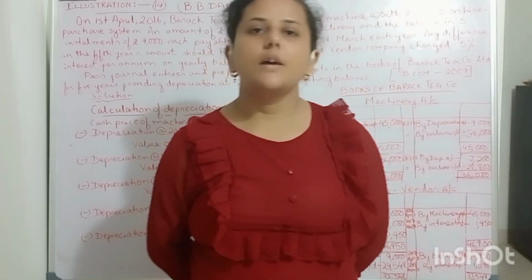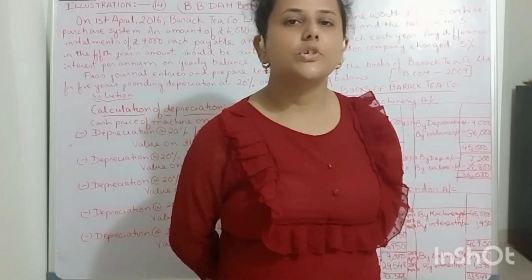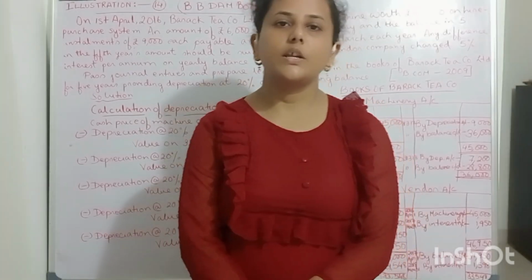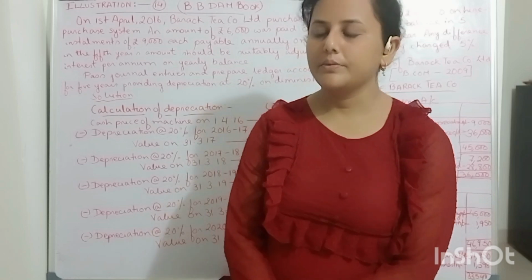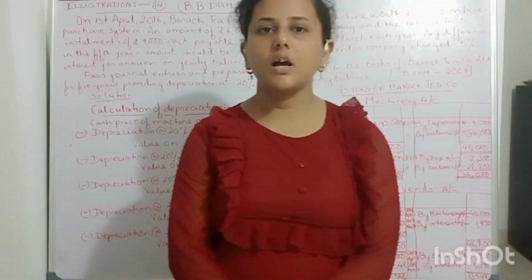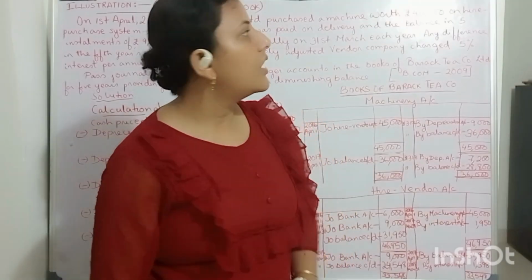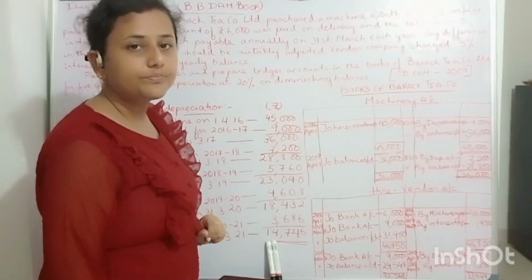Today I am going to do the hire purchase system, from the financial accounting paper, for B.Com and BBA classes. Here I am doing sums, illustrations. You see illustration number 14 from the B.B. Dam book.